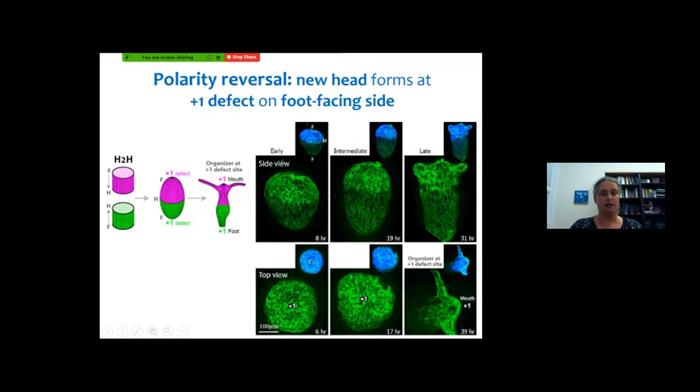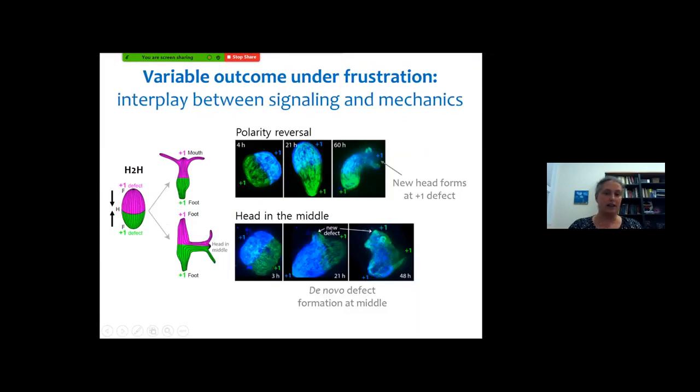to form in the middle. The head does not form in the middle and doesn't form randomly in the tissue. It forms exactly at the +1 defect at the edge of the tissue. Now, as I showed you before, this is not always the case. In some cases, we have this polarity reversal. So the signaling for polarity in the middle is somehow suppressed and a new head forms at the +1 defect.